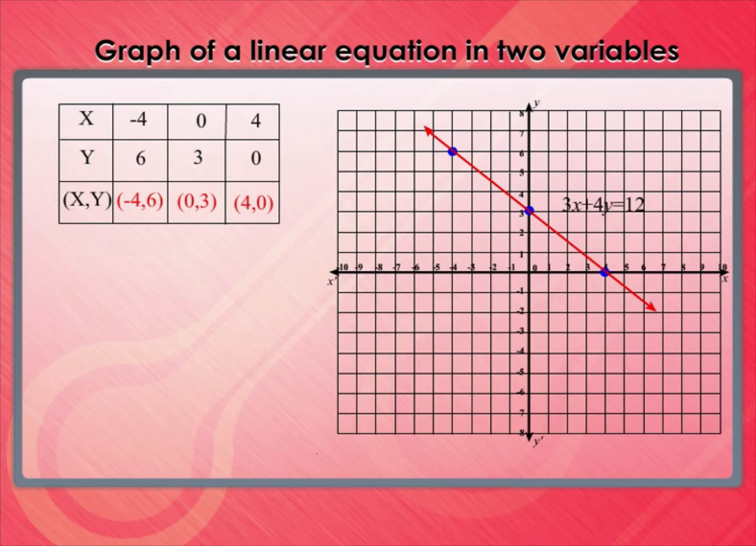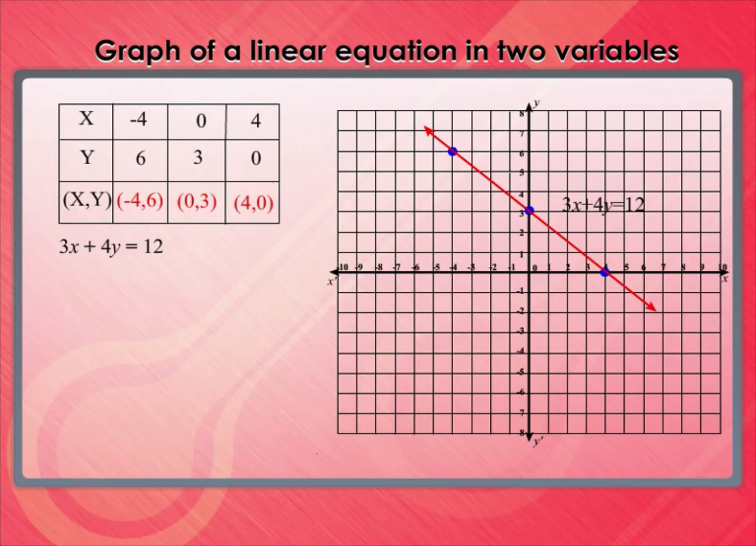By plotting these ordered pairs, if we draw a line passing through all these points, a straight line is obtained. This line represents the graph of the linear equation 3x + 4y = 12. It's general practice to write the equation along the line it represents. There are other points that also lie on the line. Pick any other point on this line and verify whether its coordinates satisfy the equation or not.